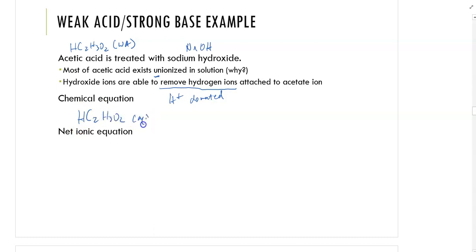HC2H3O2, that's aqueous, plus sodium hydroxide, that's also aqueous. And let's see what the products are going to be. Again, it's kind of swapping, if you can imagine that. We're going to form water and sodium acetate.